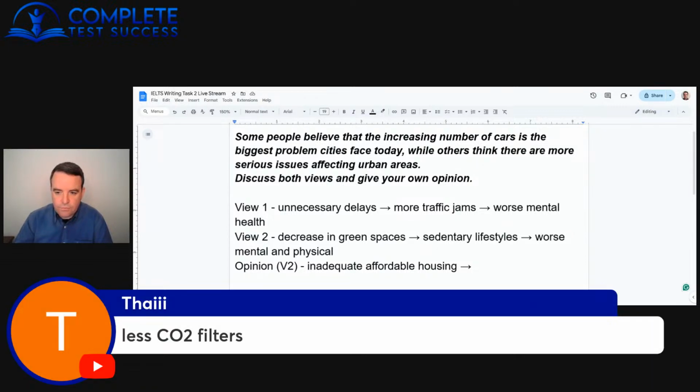Less CO2 filters. I'm not sure what you're referring to here, Ty. I'm not sure which of the ideas you're referring to. So I'm not saying it's irrelevant. I just don't understand how it would fit into the essay. So I can't really comment on that.